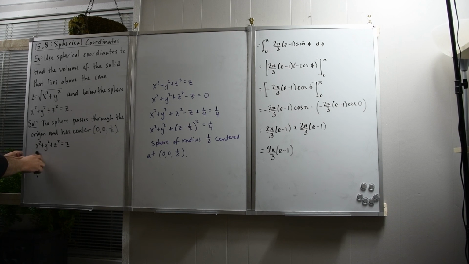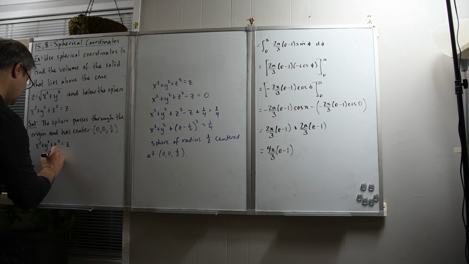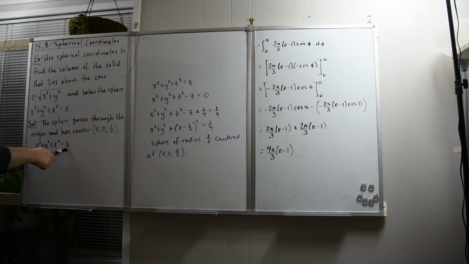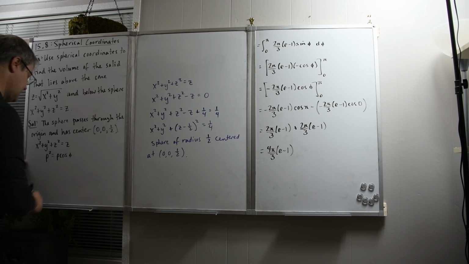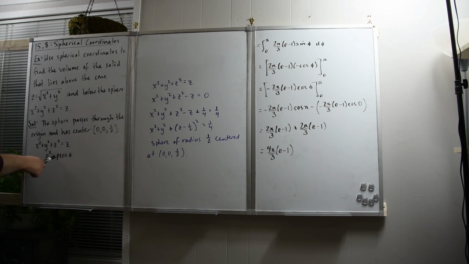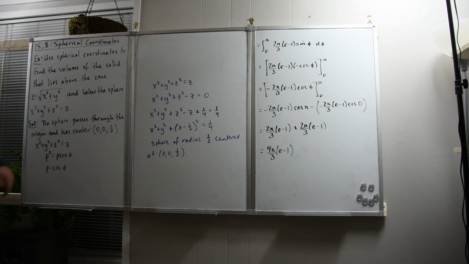But see, we know that x squared plus y squared plus z squared is the same thing as rho squared. And we also know that z is equal to rho cosine of phi. And so with that in mind, if we were to divide both sides of this equation by rho, we would have rho is equal to cosine of phi. All right, so that's how we would describe our sphere. It is rho is equal to cosine of phi.